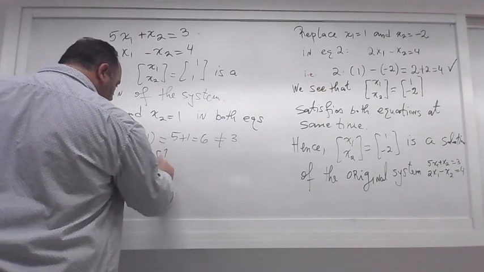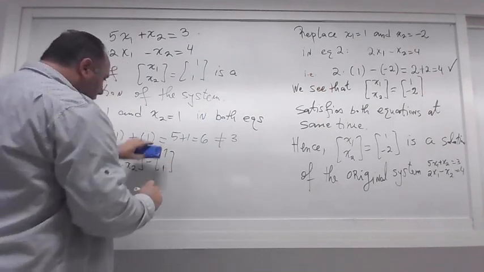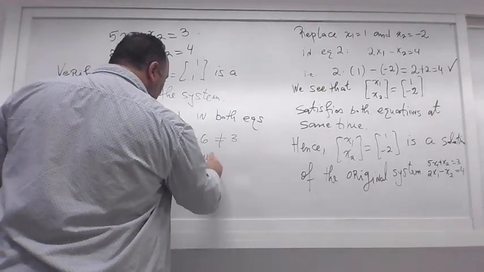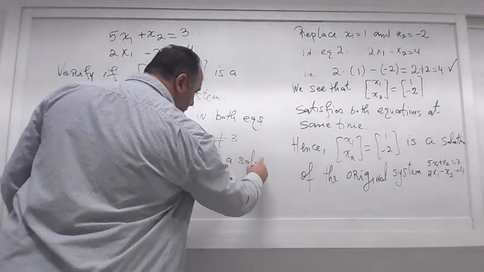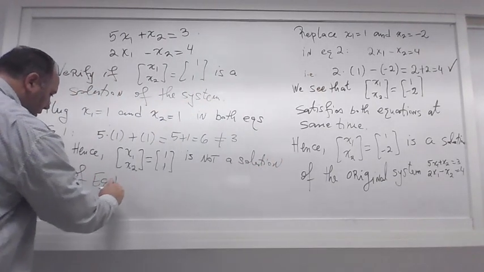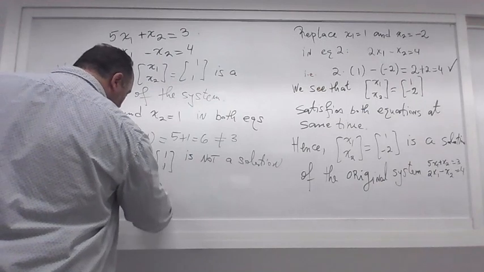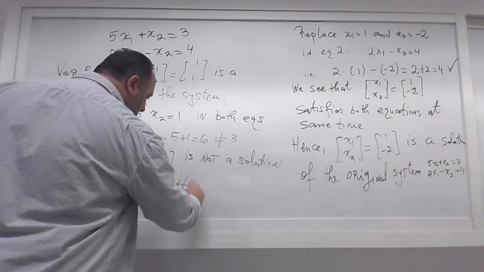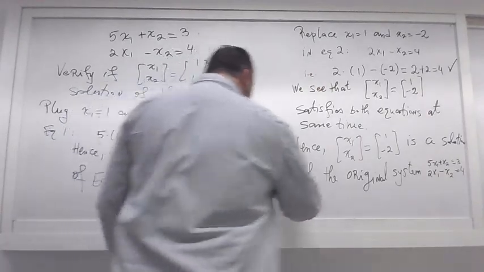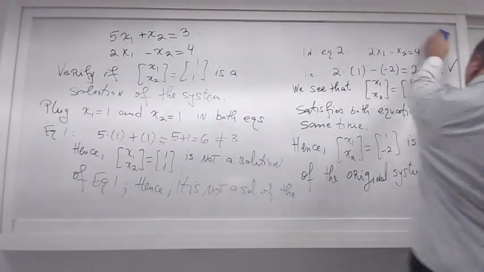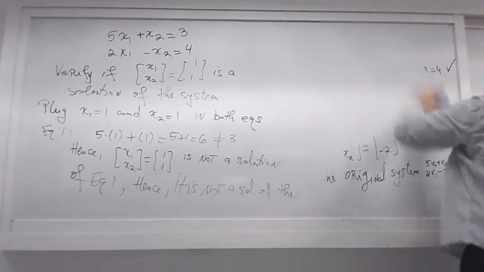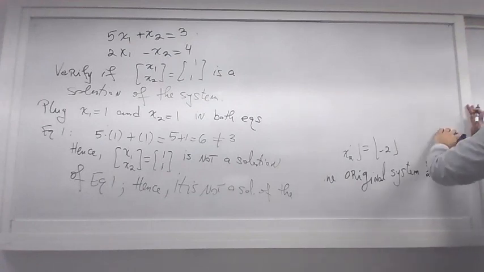So that's what I'm writing simply. 1, 1 is not a solution of equation 1, hence it is not a solution of the system. Okay. I don't even need to check for the second equation.